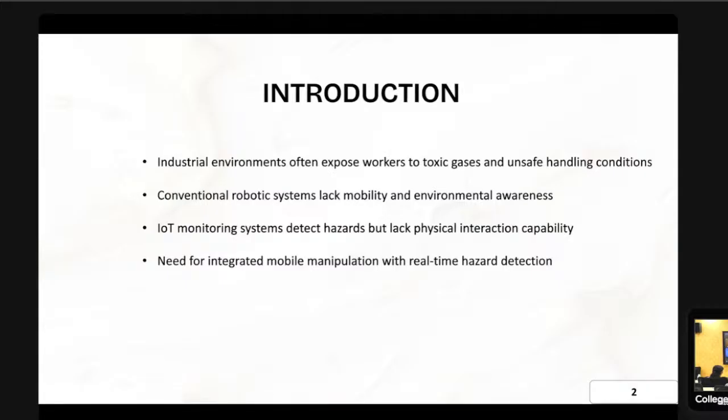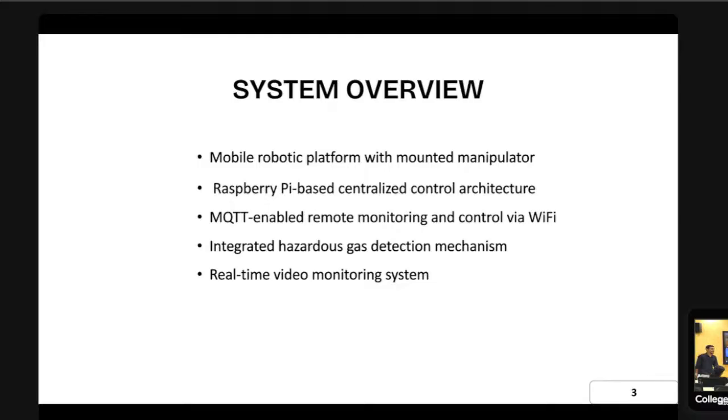This motivated us to design an integrated IoT-enabled mobile robotic platform, which is capable of both object handling, that is pick and place, and real-time hazardous gas detection. Moving on to the system overview, our proposed system consists of a mobile robotic base, that is a robotic vehicle, integrated with a multi-degree-of-freedom robotic arm. At the core, we are using a Raspberry Pi 3 Model B+, which acts as the central processing unit, managing actuation, sensing, and communication.